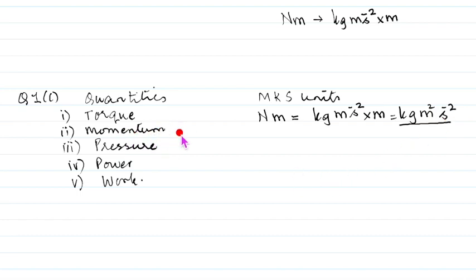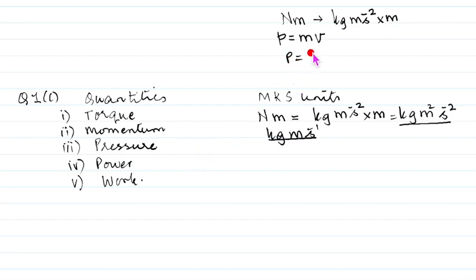Momentum. Now momentum is denoted by P, which is m into v. So m is in kg and v is in meter per second. Only thing is that I will write it like so, but when you write, spell it out. You say kilogram meter per second, okay, for each one of these.